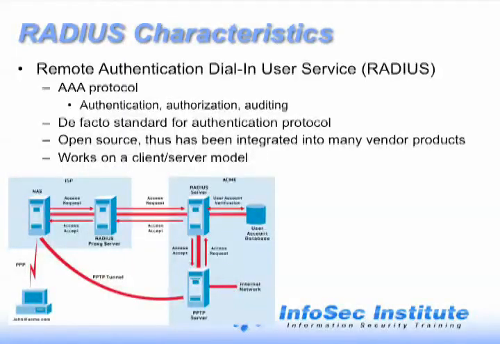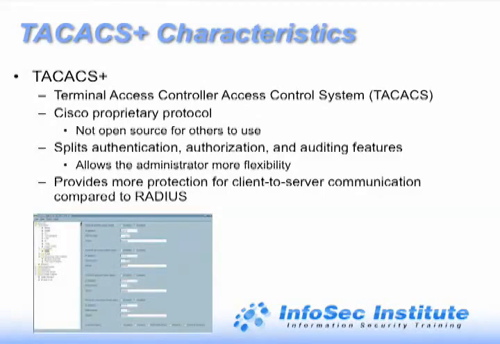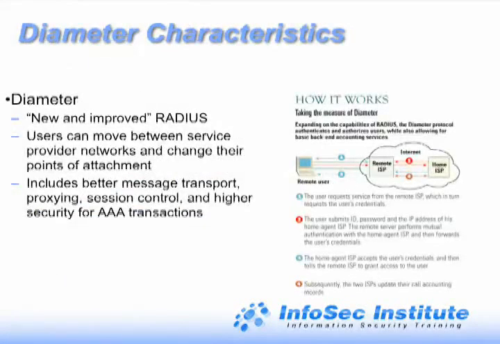RADIUS, basically know the information behind it is the Remote Authentication Dial-In User Service. It uses the authentication, authorization, and auditing protocol. And same thing with its successor, Diameter. TACACS is going to be your Cisco proprietary, or TACACS Plus. And Diameter, of course, is the newer version, or the improved RADIUS, which is still going to do the authentication and auditing.